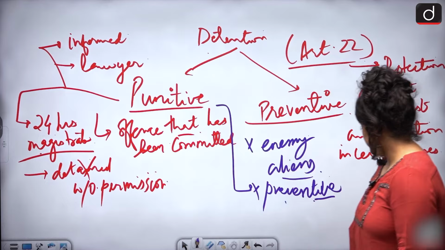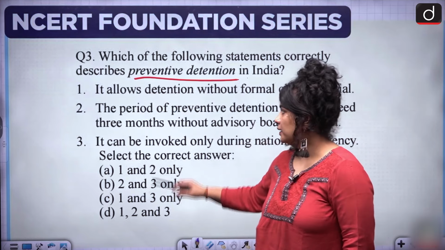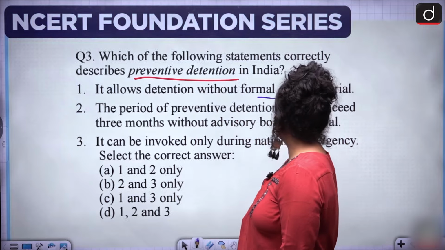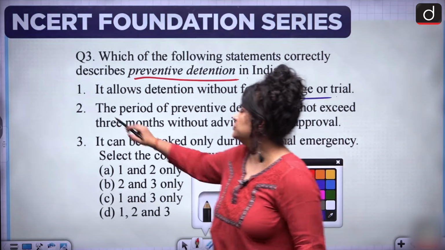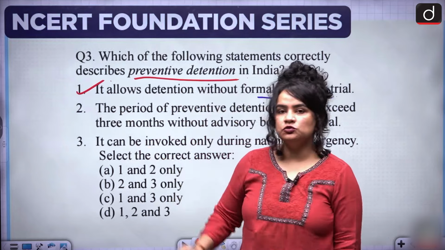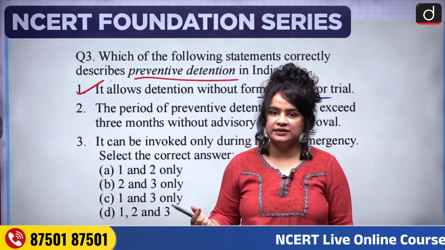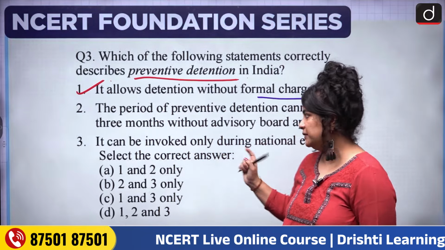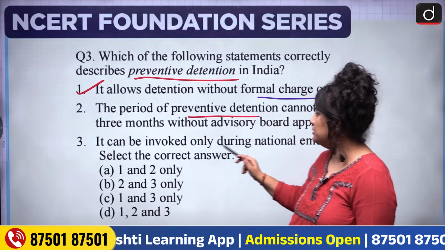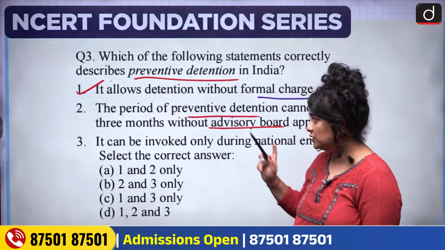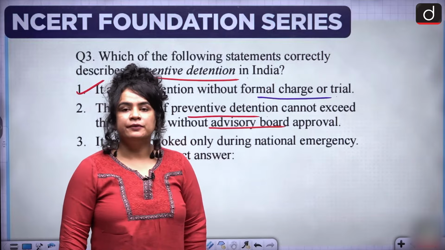Let's go back to our question. 1. It allows detention without formal charge or trial. This is accurate. There is no formal charge, there is no trial, because no crime or offense has been committed in the very first place. Second, the period of preventive detention cannot exceed 3 months without advisory board approval. Now, this is another important caveat while we are discussing preventive detention.